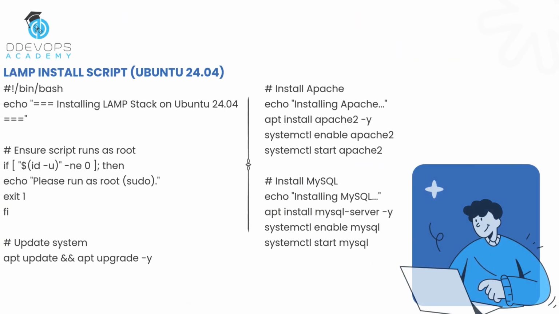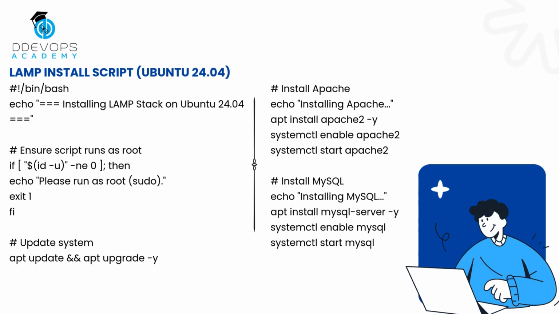Let's install a LAMP stack on Ubuntu 24.04. This script checks for root access, updates the system, and installs Apache and MySQL. It enables and starts both services, preparing your server for web hosting and database management. Simple, efficient, and perfect for setting up a development or production environment.